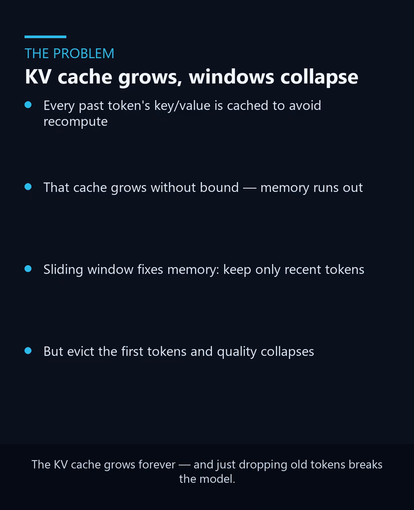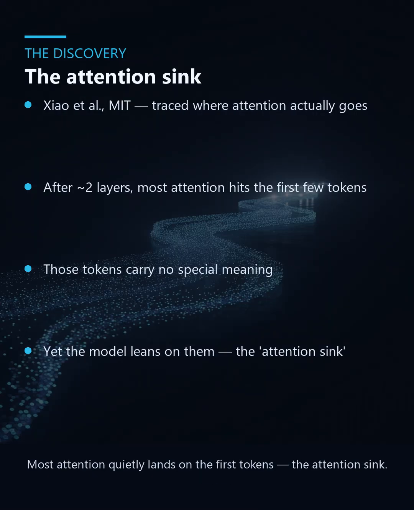But researchers found something strange. The moment you evict those very first tokens, the model's perplexity spikes and its output turns to gibberish. Why would dropping a few old, seemingly useless tokens wreck everything?